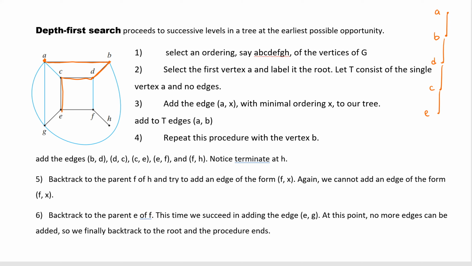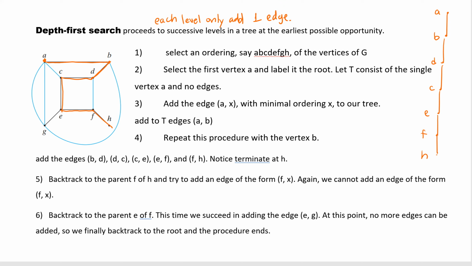See, each level we only add one edge. And then we continue. E is adjacent to G and F, but follow the ordering. F comes first, so we add the F. Next, F is adjacent to D and H, but we already have D, so we add the H. So E and then F and then H. So far, so good. You see, every level we just add one edge and vertex.